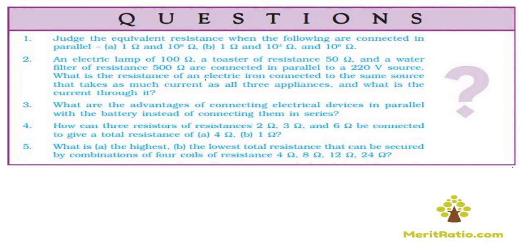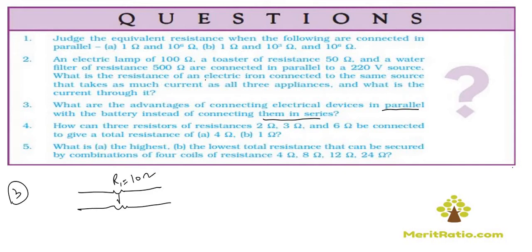Moving on to the next question, what are the advantages of connecting electrical devices in parallel with the battery instead of connecting them in series? In parallel combination, if we just connect two resistors like this, which are in parallel, having the value of R1 is equal to 10 ohm and R2 is also 10 ohm. These two are connected in parallel. So we can obtain the equivalent resistance of R1 and R2. That will become 1 upon 10 plus 1 upon 10. This gives us R12 is equal to 5 ohm.